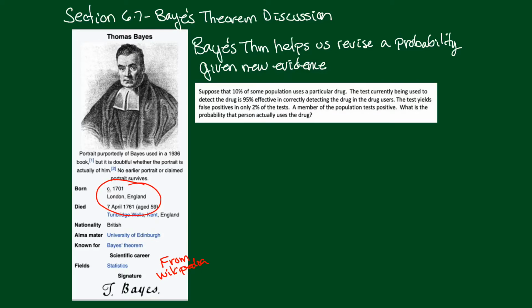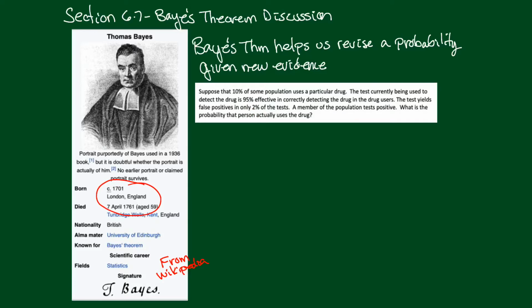Suppose that in some population, 10% of the people use a particular drug. Now the test that's currently being used to detect that drug is 95% effective, which means that if you're using the drug, the test will detect that drug 95% of the time. 5% of the time, you can be taking the drug and the test will say, no, you're not. But then it goes on to say the test yields false positives 2% of the time.